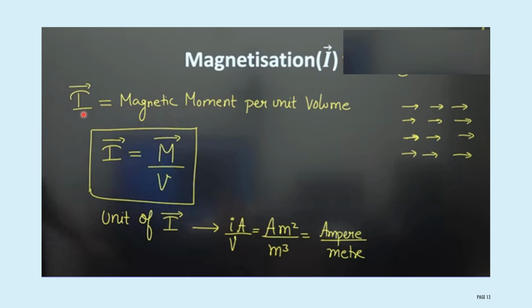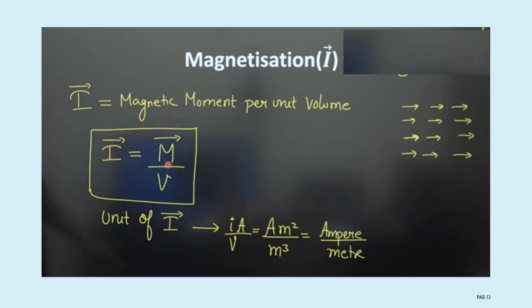Then magnetization is indicated by I, magnetic moment per unit volume. The definition of magnetization is nothing but the magnetic moment, otherwise magnetic dipoles, how much they get aligned per unit volume. Therefore, it is given by the formula I equals M by V, magnetic moment per unit volume. How many magnetic dipoles get aligned per unit volume is given by magnetization.